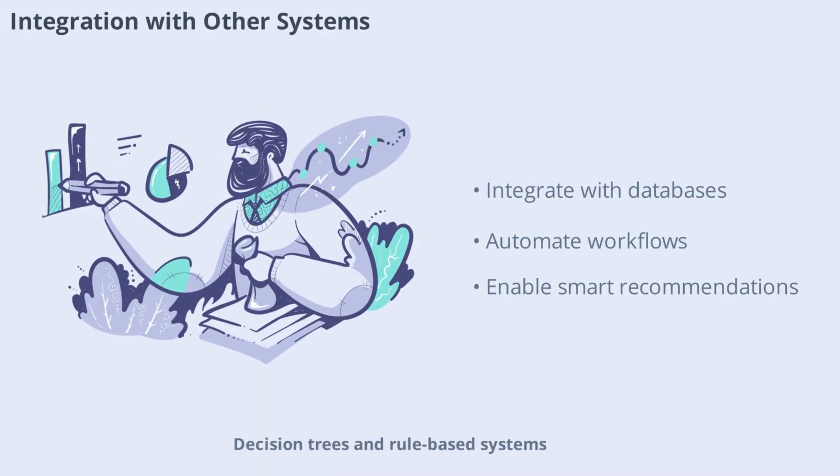Decision trees and rule-based systems are often integrated with other technologies, such as databases, web applications, or machine learning models. This integration allows them to access real-time data, automate workflows, and provide intelligent recommendations. Seamless integration enhances their usefulness in modern business environments.